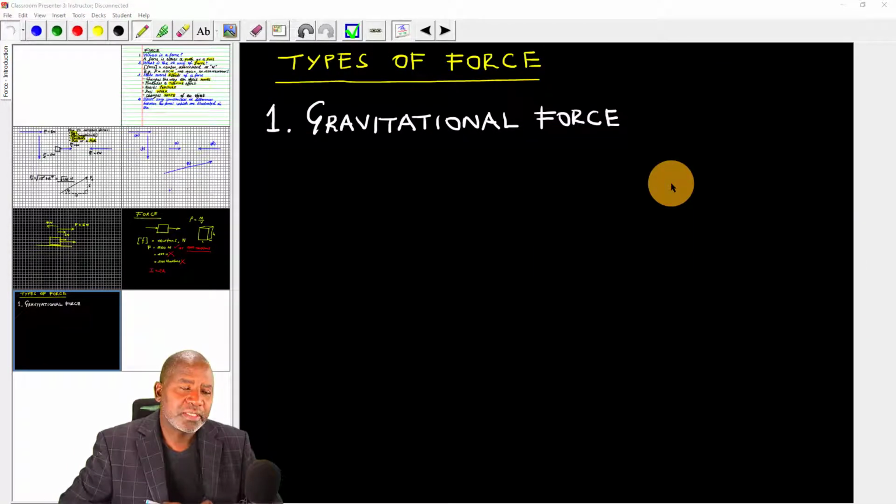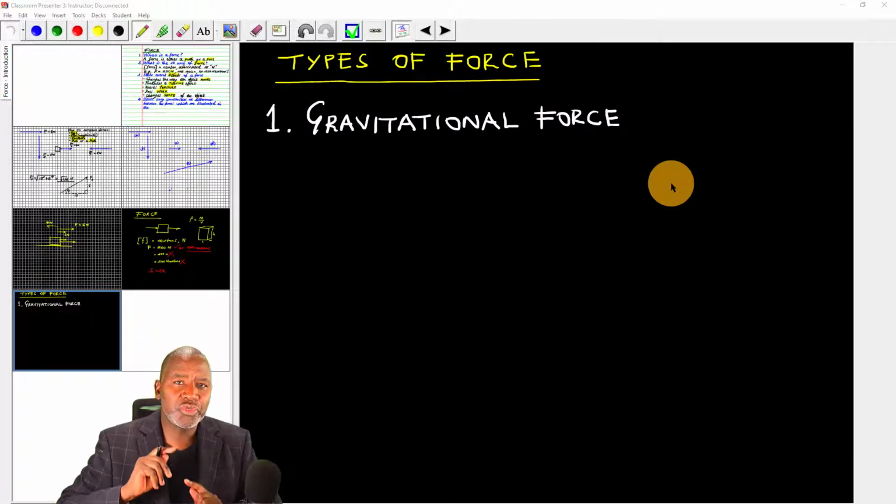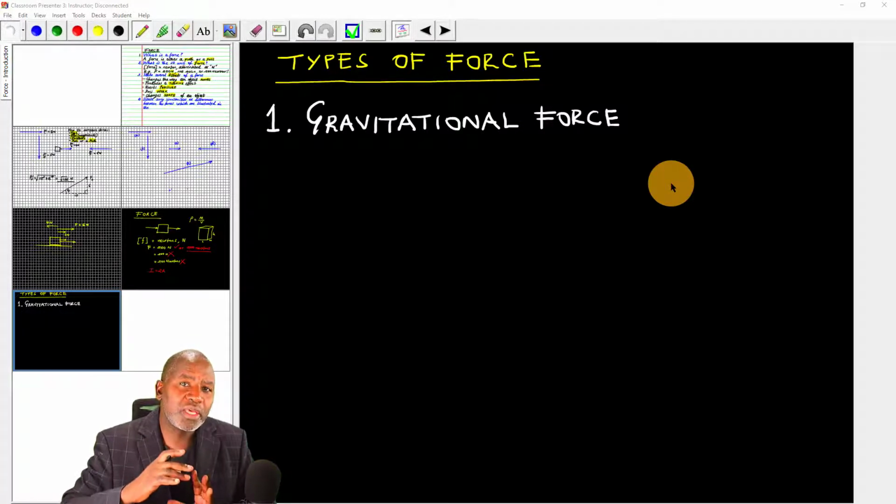Now let's look at types of force, and we are going to start with the most basic of these forces, and this is gravitational force. Before we look at gravitational force in depth, I'd like you to understand that a force is usually exerted by something on something else. For example, in the previous discussion, I was talking about a situation whereby you may be pushing a box. That force is exerted by the person, and it is exerted on the box.